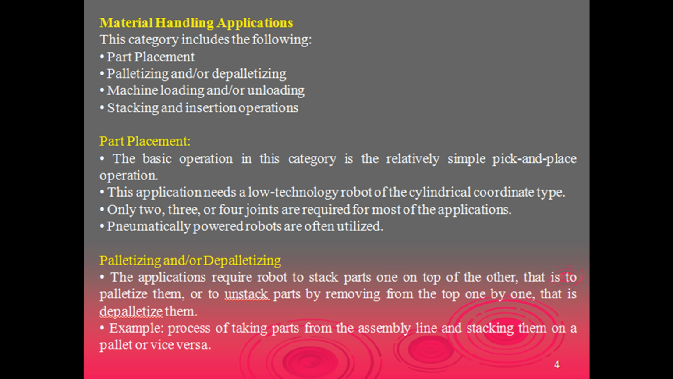The next part that we are going to discuss is palletizing and depalletizing. The application requires the robot to stack parts on top of each other, that is, to palletize them, or to unstack parts by removing from the top one by one, that is, depalletize them. Example: the process of taking parts from the assembly line and stacking them on a pallet or vice versa.